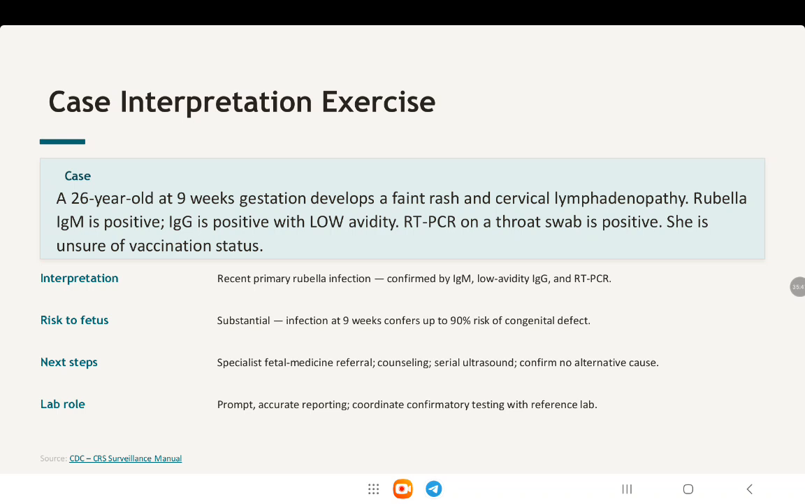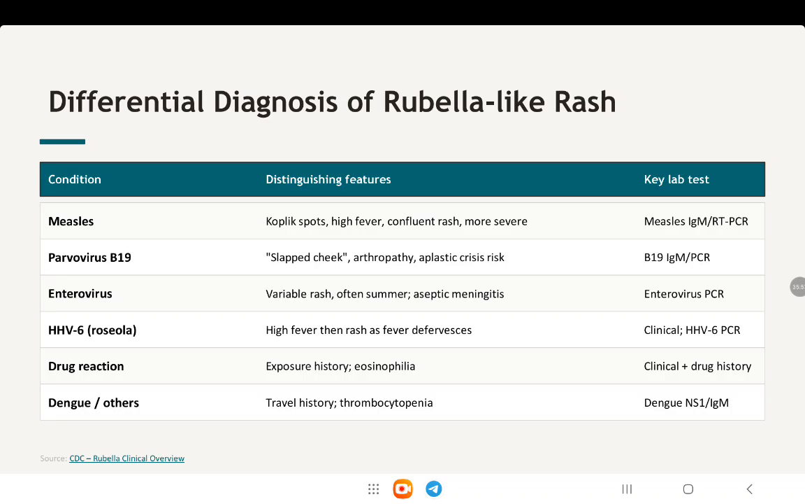Accurate reporting and coordinated confirmatory testing with the reference lab to confirm the result of this pregnant woman.